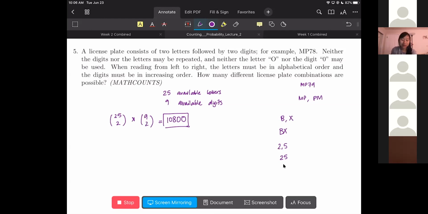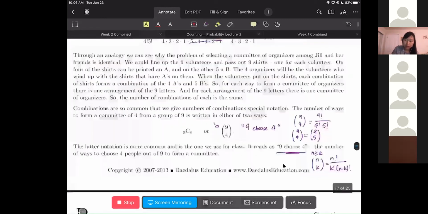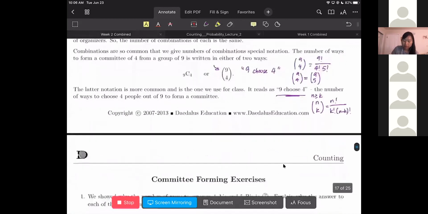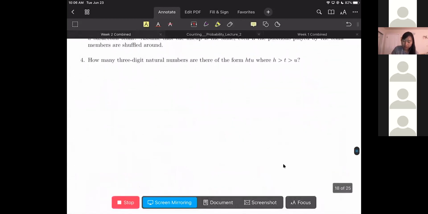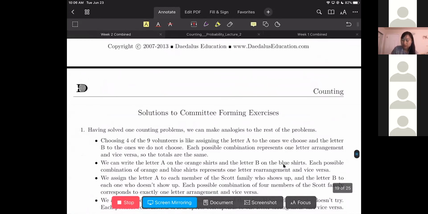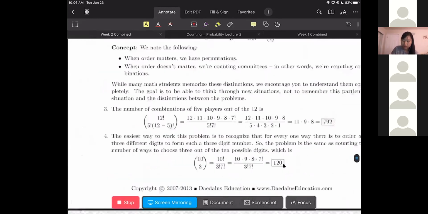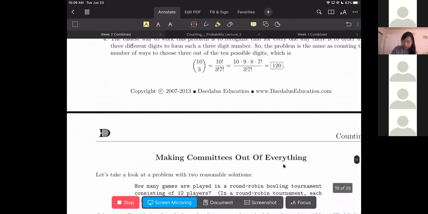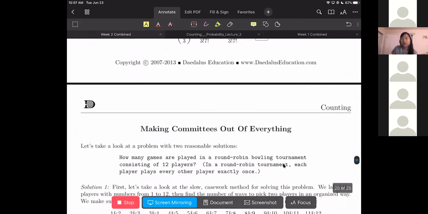All right, we're a little bit over time here. I would really encourage you for homework to go through the handout that I sent out. I would go through all of the committee forming exercises, and in the handout there's also solutions. And then there's a couple extra pages here. If you have time, go through it. Otherwise, we will cover it next week.